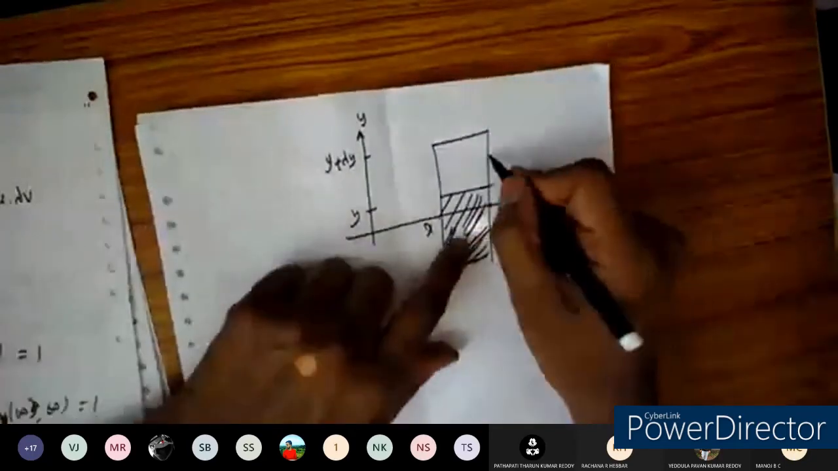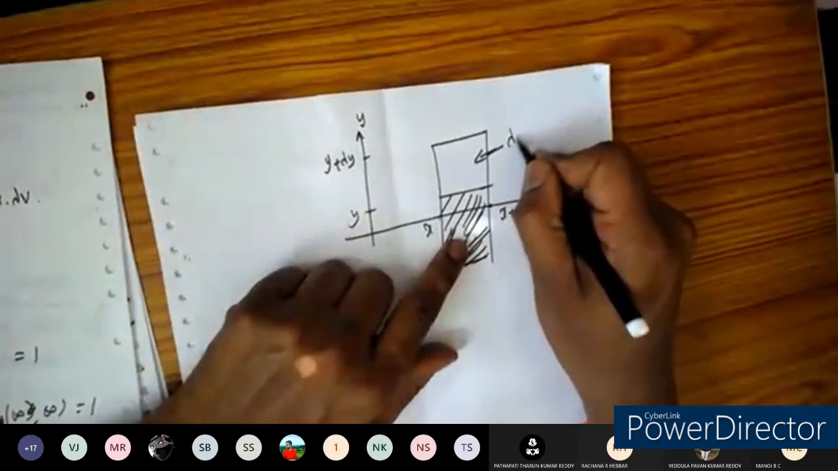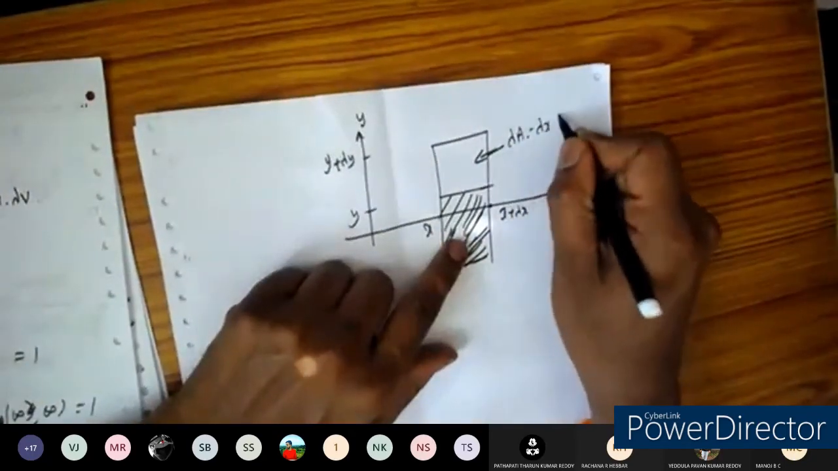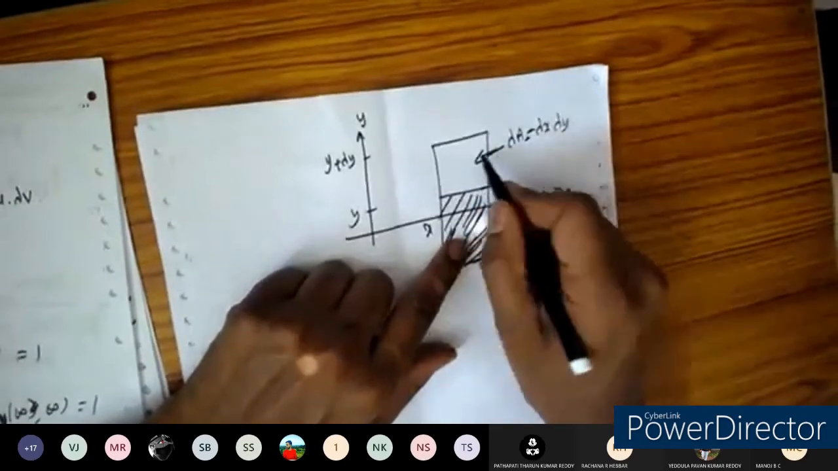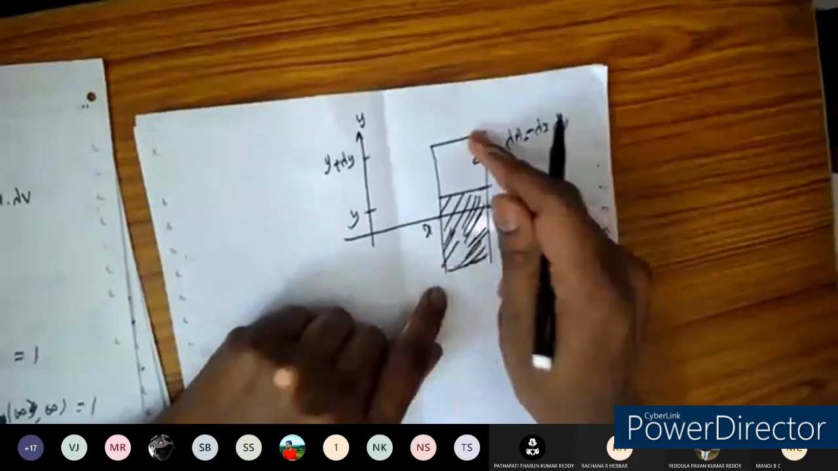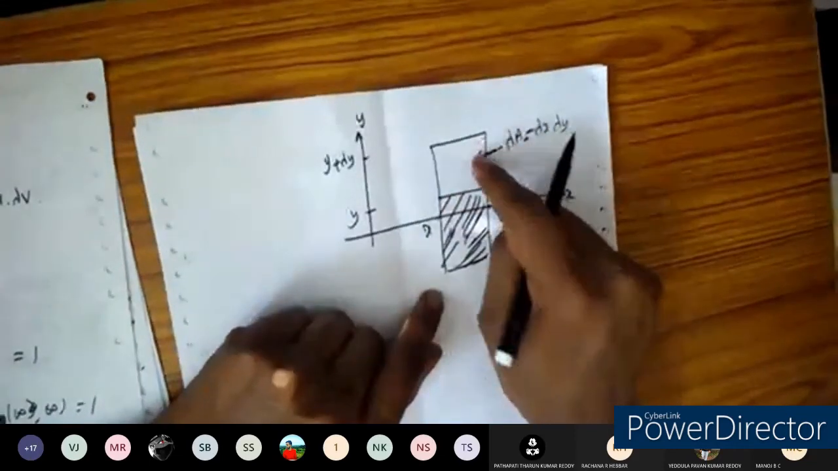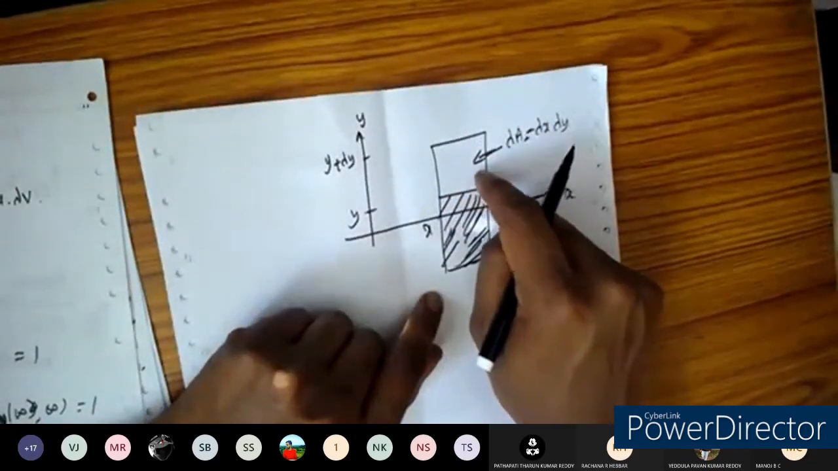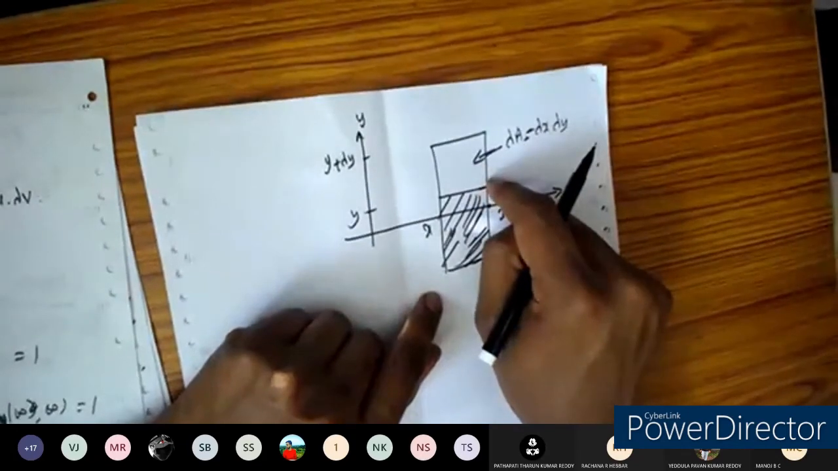So I need to find out the area under this one. This area is called dA, which is dx into dy. The area under this unshaded region is what we need to find out here.